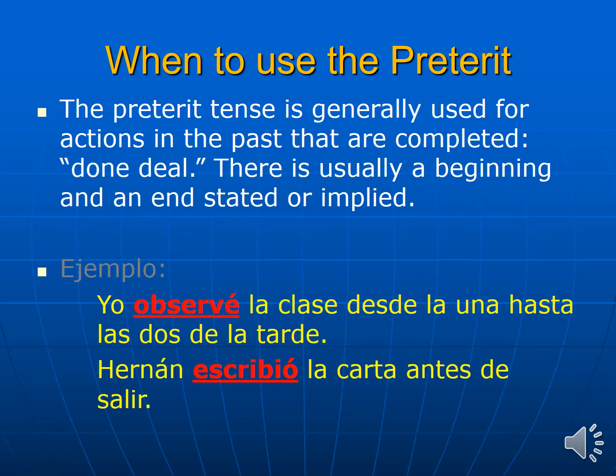For example, yo observé la clase desde la 1 hasta las 2 de la tarde. That means that I observed the class from 1 o'clock to 2 o'clock in the afternoon. So it has a specified beginning, has a specified finish. That's why I use the preterite tense and not the imperfect tense. Yo observé, the preterite tense that you guys already know. We've already studied that tense.